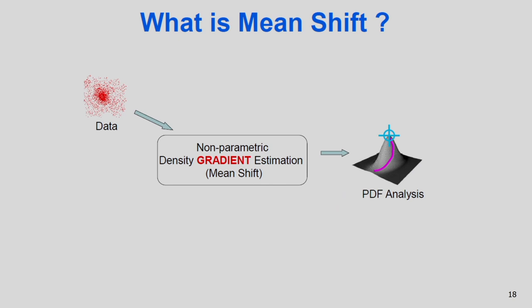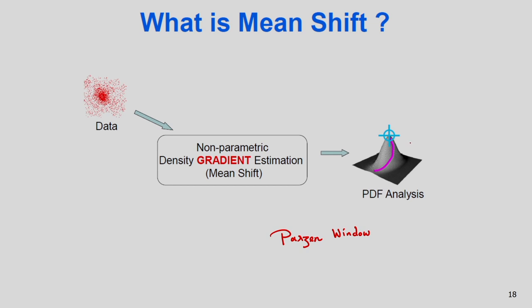So what is the mean shift? If you see here in this figure, I am showing the distribution of data. The non-parametric density gradient estimation technique is nothing but the mean shift algorithm. In my previous classes, I discussed one important concept, that is the Parzen window technique. If you remember, the Parzen window technique. In the Parzen window technique, we can determine the density. In this case, you can see I am showing the data distribution, and we can estimate the density, that is the non-parametric density gradient estimation, that is nothing but the mean shift.